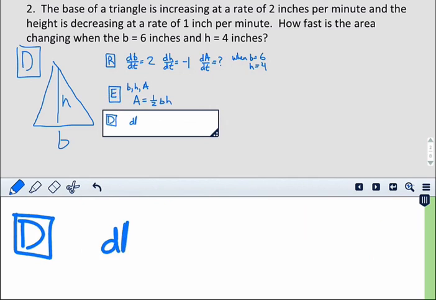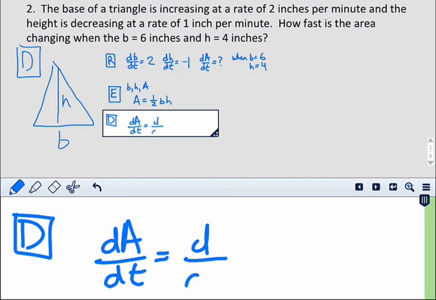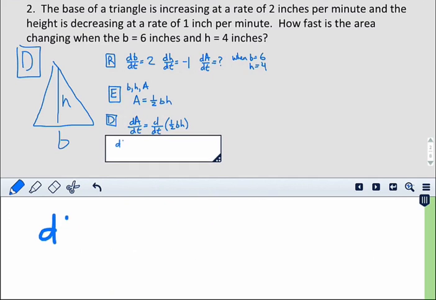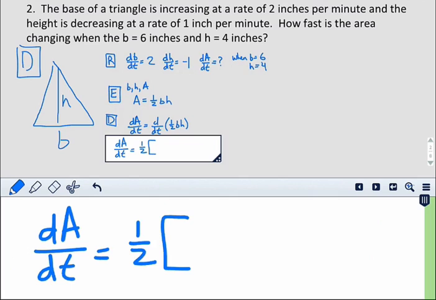So we have the derivative of A with respect to t equals the derivative of the other side, which is 1/2 BH with respect to t. So now we're going to use our implicit differentiation, and we're going to solve for dA over dt. So we have our constant multiple, and then we're going to use the product rule.